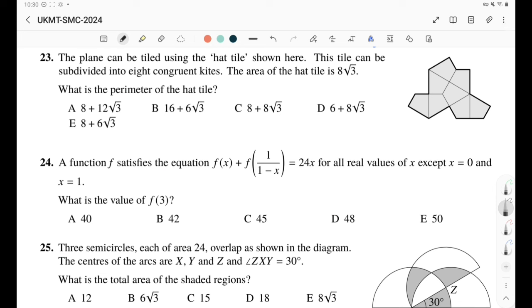total shape, the whole shape, is 8 times root 3. So of course that means that the area of each kite is just root 3. Okay, what's the perimeter of the hat tile? Now, for this kite, we only know that the area of it is root 3. So how can we deduce the perimeter of this? We don't know the length exactly.